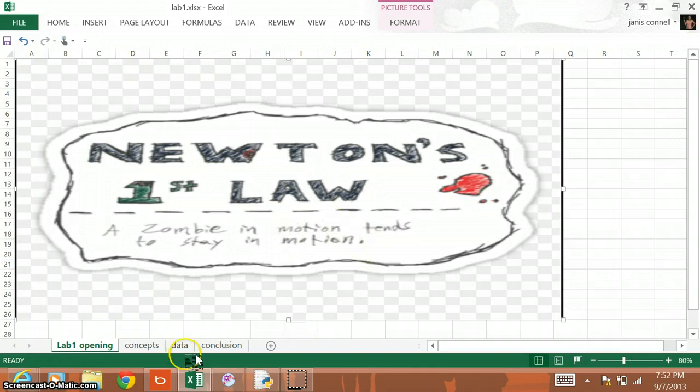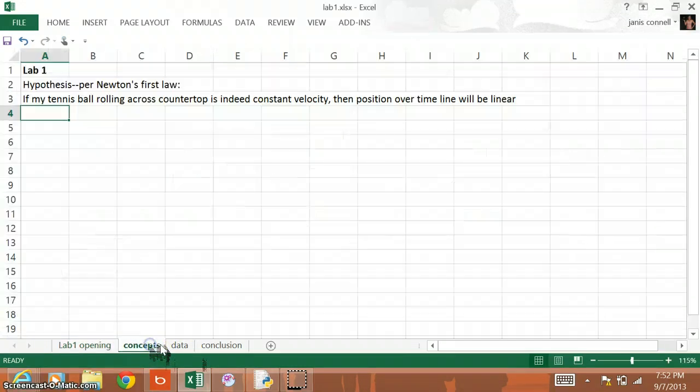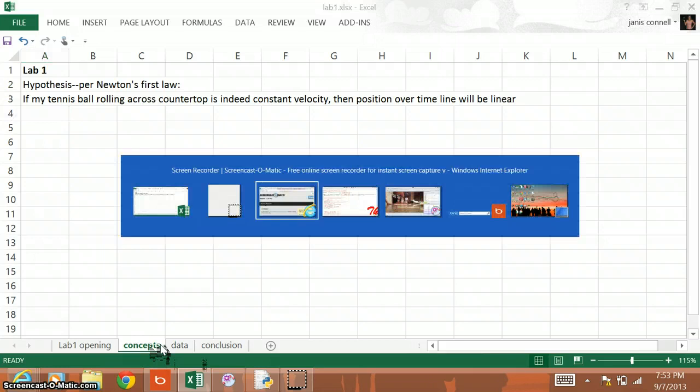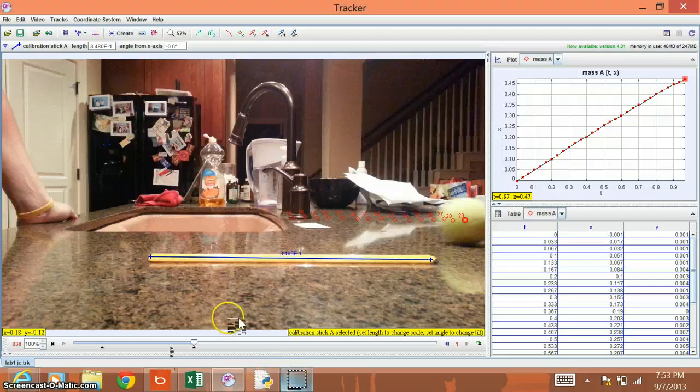In my case, my hypothesis, and this is the setup for my experiment, is that if I have a tennis ball rolling across a countertop and it has a constant velocity, then position over time will be a linear line. So let's go to Tracker to see my video.